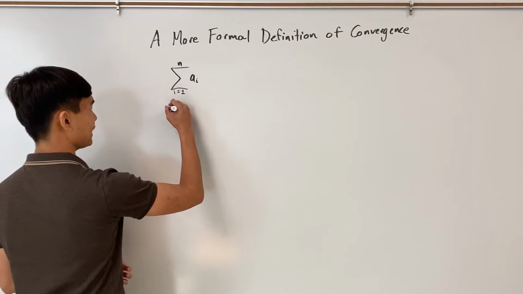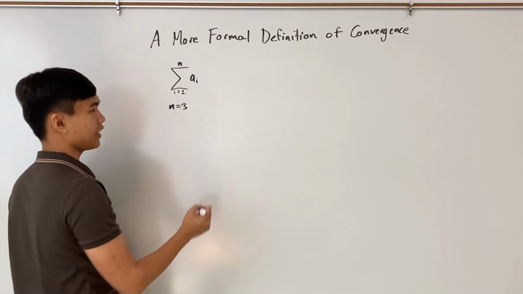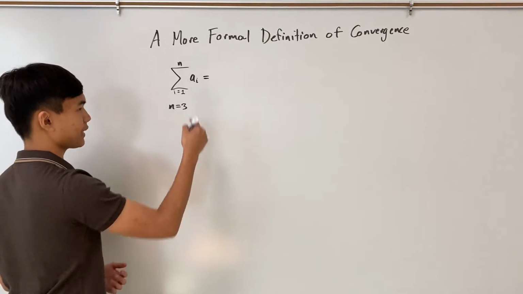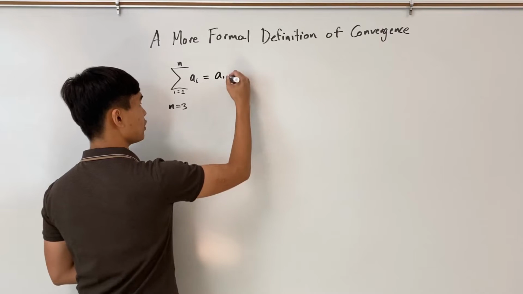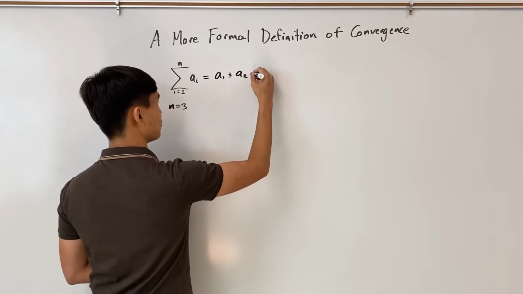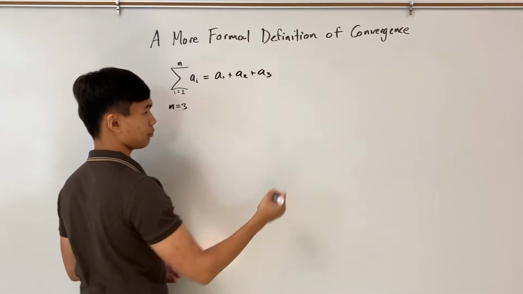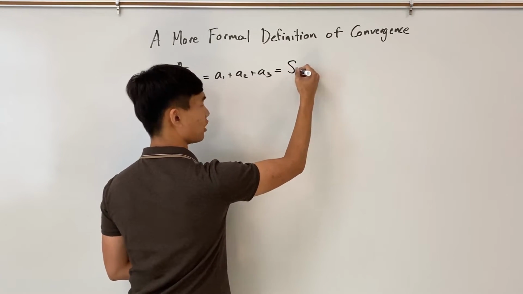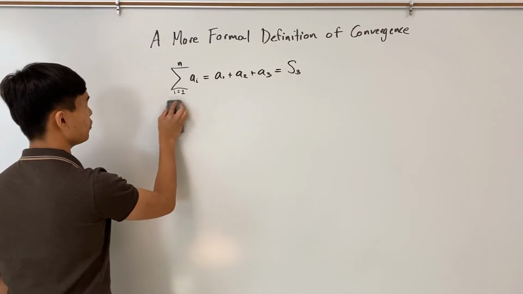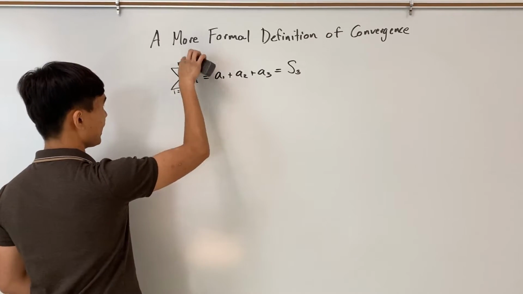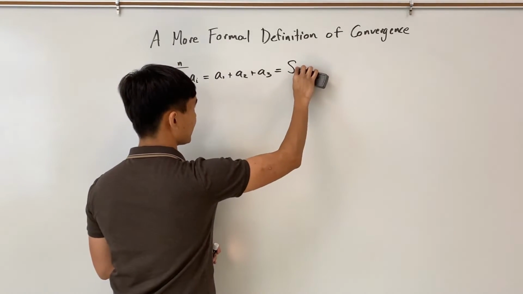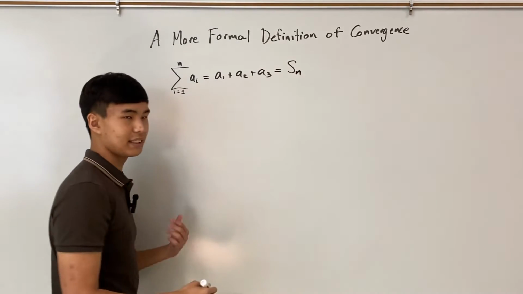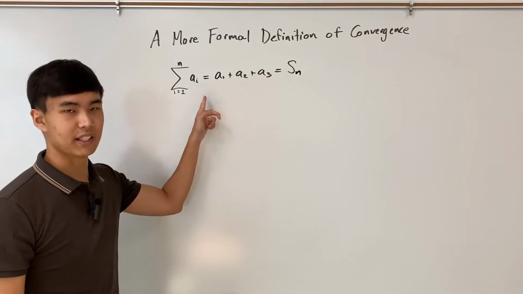So for example, let's say n equals 3 here. This would mean the sum of the first three terms of this sequence A: the first term plus the second term plus the third term. Adding these up would give us a sum of three terms. More generally, for n terms, we would get an nth partial sum, or the addition of n terms of this sequence.